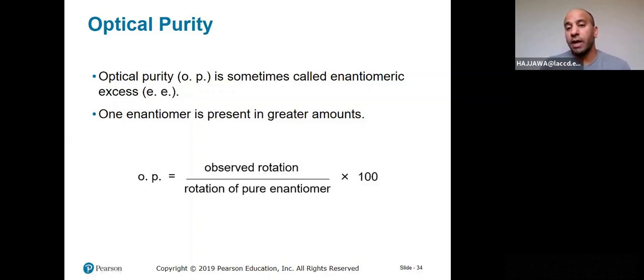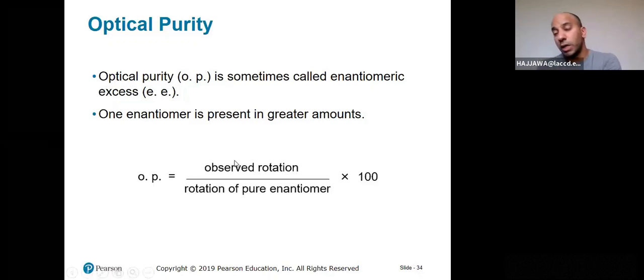One enantiomer is present in greater amounts. That means I'm not dealing with a racemic mixture anymore. I'm dealing with a mixture of two enantiomers, one of them existing in higher yield than the other. How do I calculate that? I calculate it by the following equation. Observed rotation. So I take that sample of the mixture and I put it in a polarimeter. It's going to give me an observed rotation.